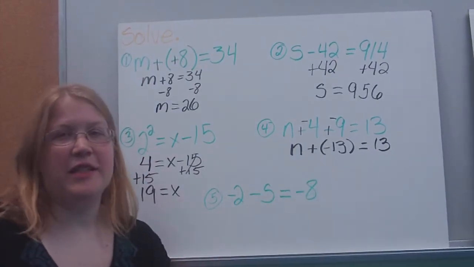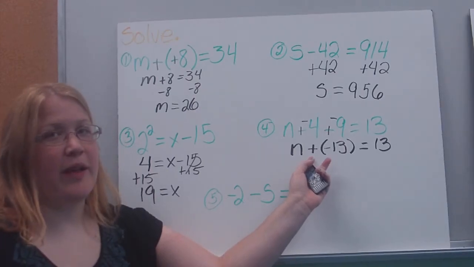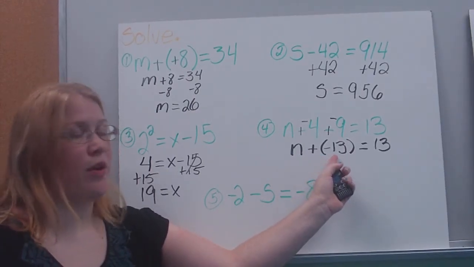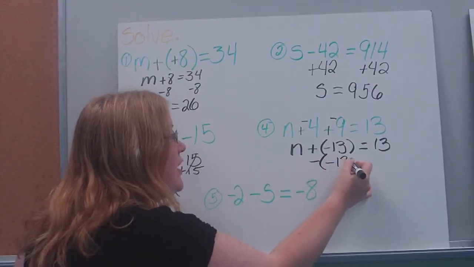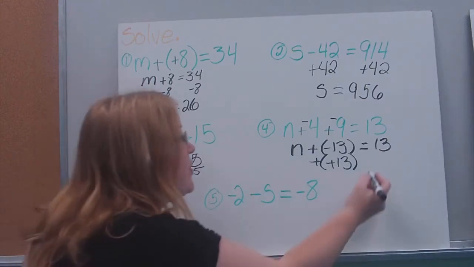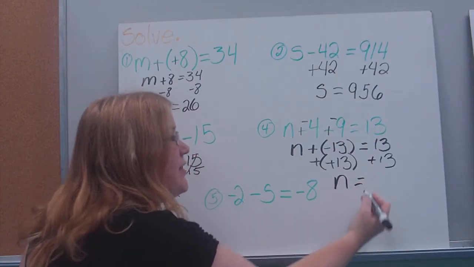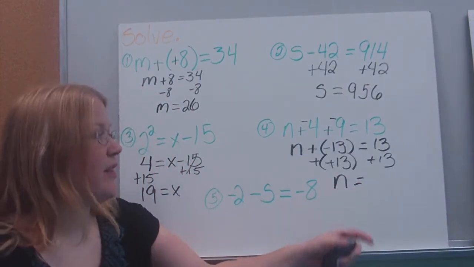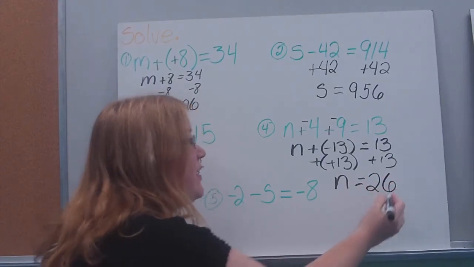Now I've rewritten it as an addition equation, so I can get rid of it by subtracting, but remember, it's a negative 13 we want to take away. So I'm subtracting negative 13, which you'll recall is the same as adding the additive inverse or adding 13 to both sides. So those are going to cancel. I'm left with n. I've isolated my variable. 13 plus 13 gives me 26.